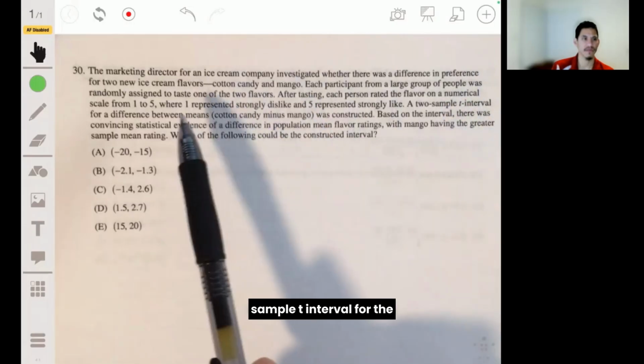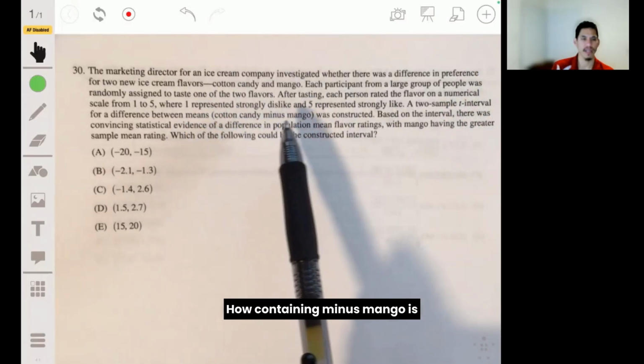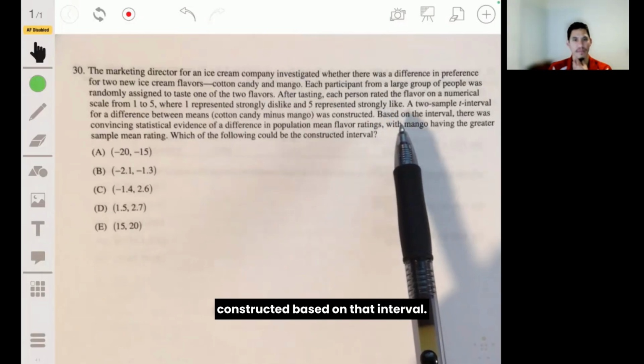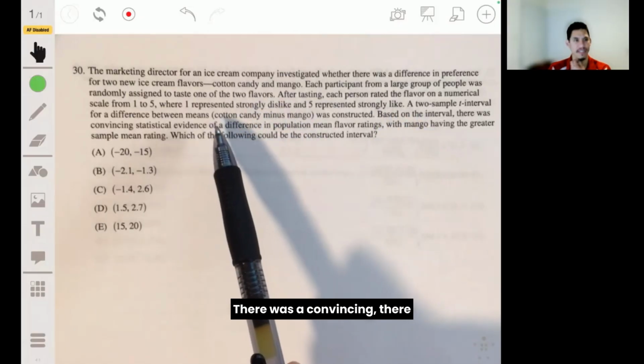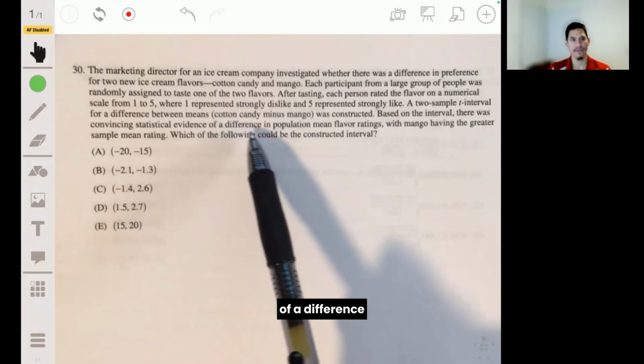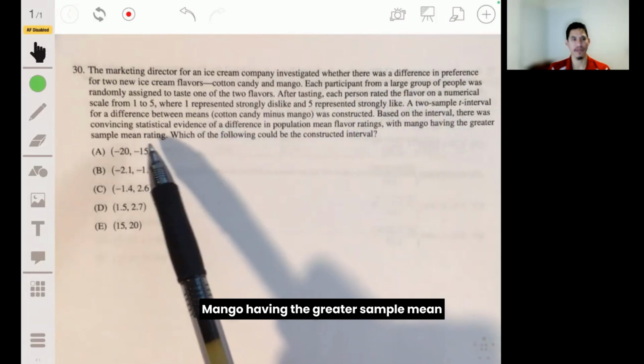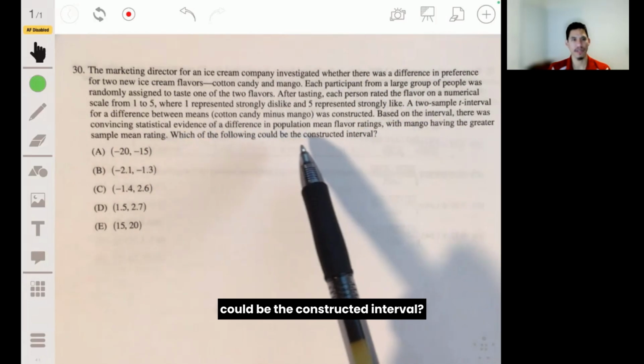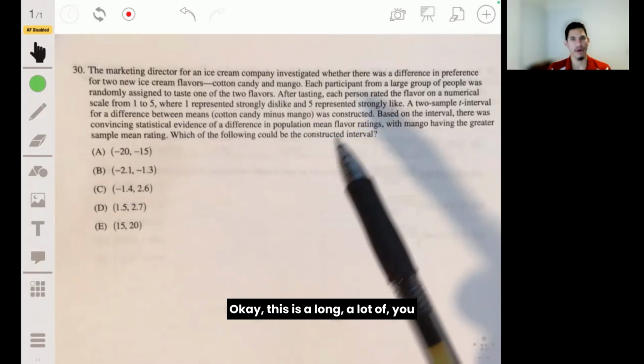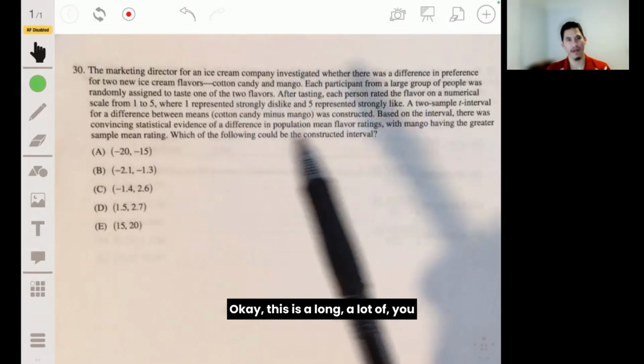A 2 sample T interval for a difference between 2 means, cotton candy minus mango, was constructed. Based on the interval, there was convincing statistical evidence of a difference in population mean flavor ratings, mango having the greater sample mean rating. Which of the following could be the constructed interval?